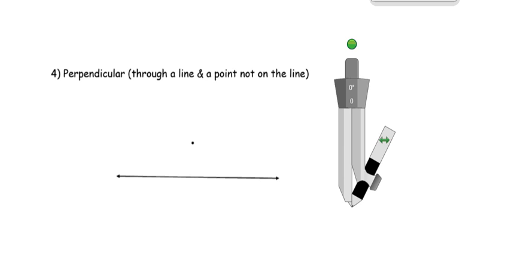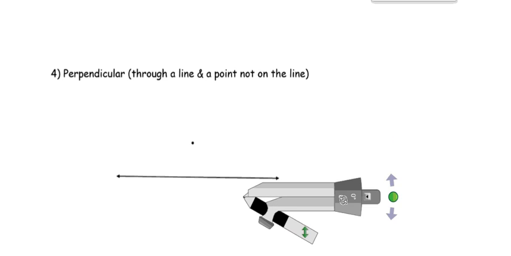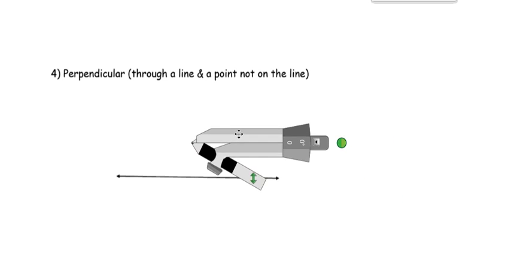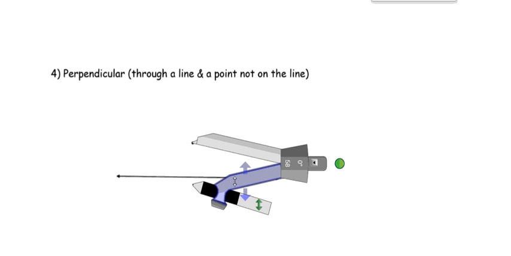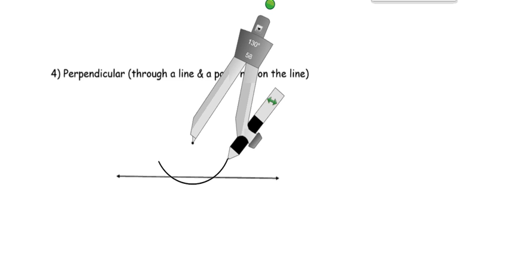To construct a perpendicular through a line and a point not on the line, we're going to do a very similar process, but this time we're going to start by placing the point of our compass on the point that's not on the line. Then we're going to open up our compass a little bit past the line, and we're going to swing an arc. The purpose of doing so is so we have two endpoints. Mark these two endpoints on your line segment to work with.